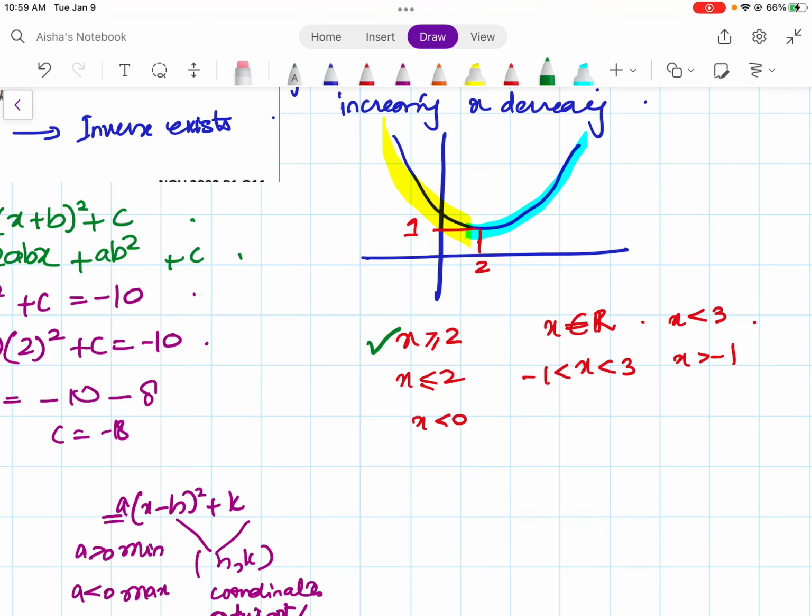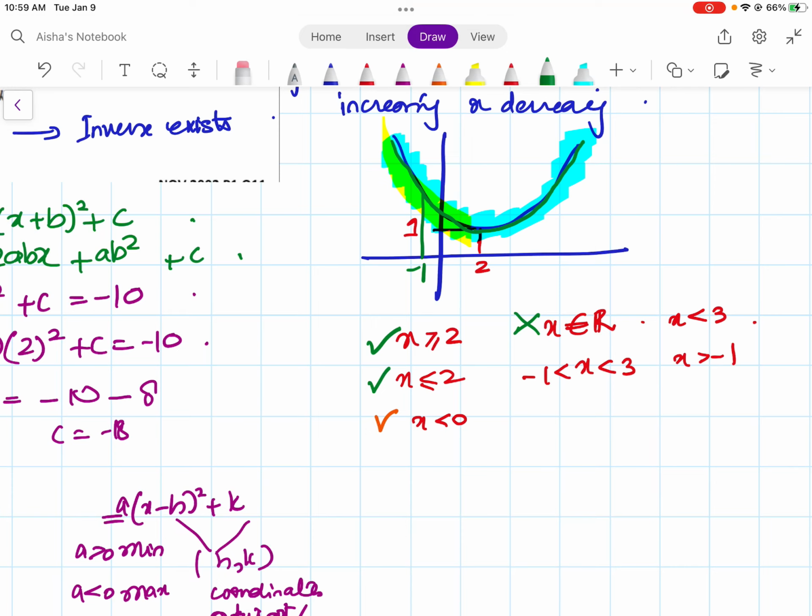For this one, yes, it will exist because we're just considering the right portion. Yes, because we're just considering the left portion. x less than 0 means I'm considering this portion. So yes, the inverse will exist. x is an element of the real numbers means the entire graph. So the inverse will not exist.